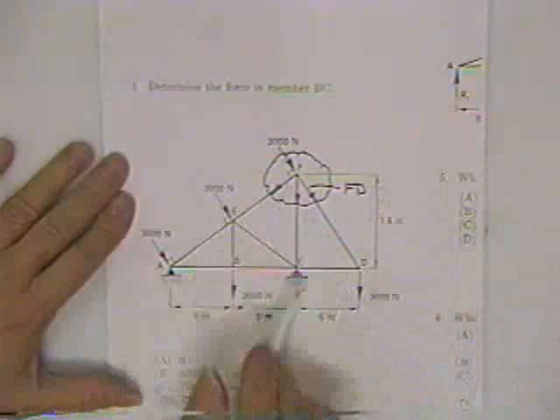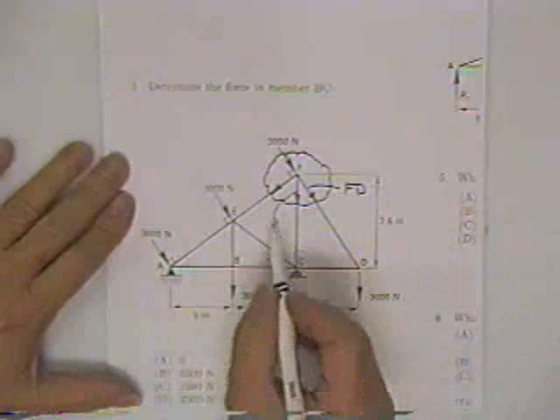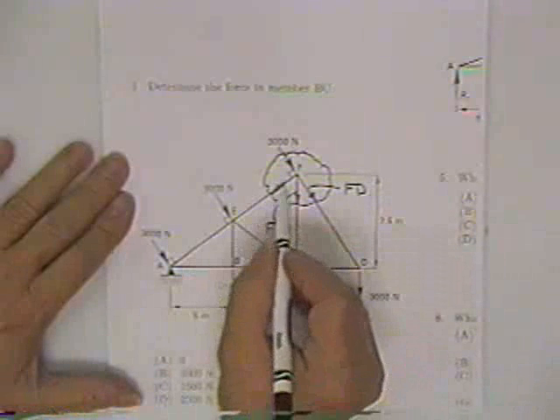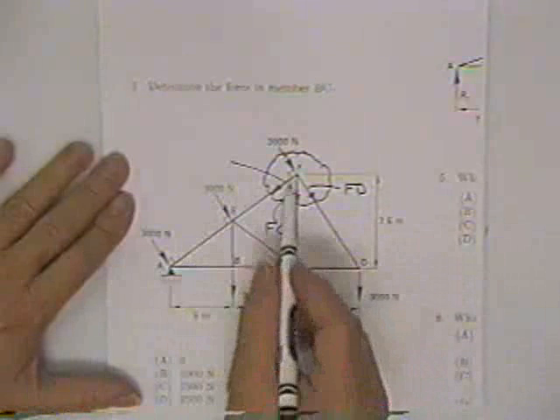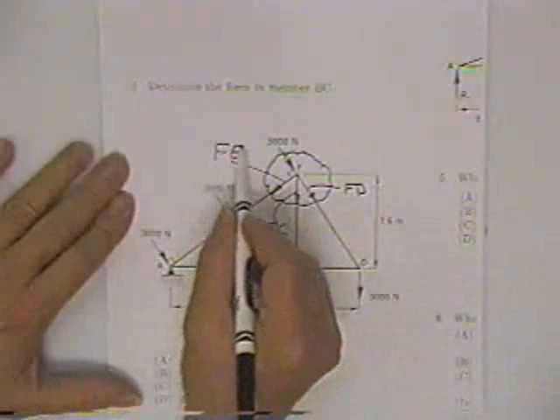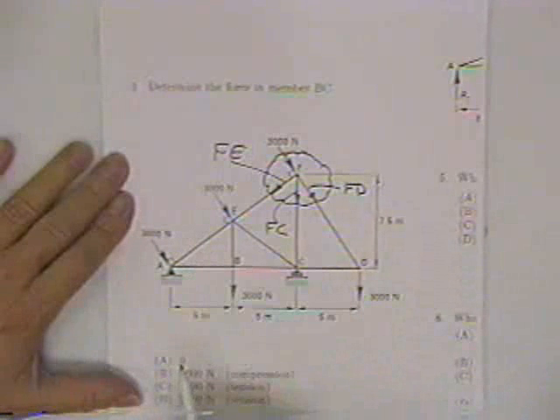FD, since it goes from F to D. You're welcome to give this force a name, FC. You're welcome to give this force a name, FE, and that's a good free body, and it's a valid free body.